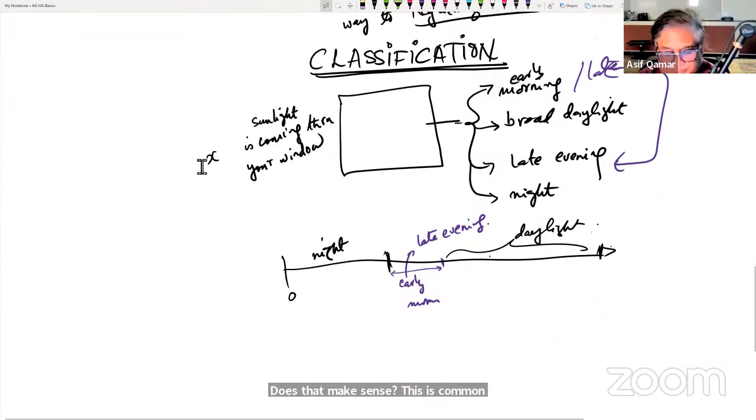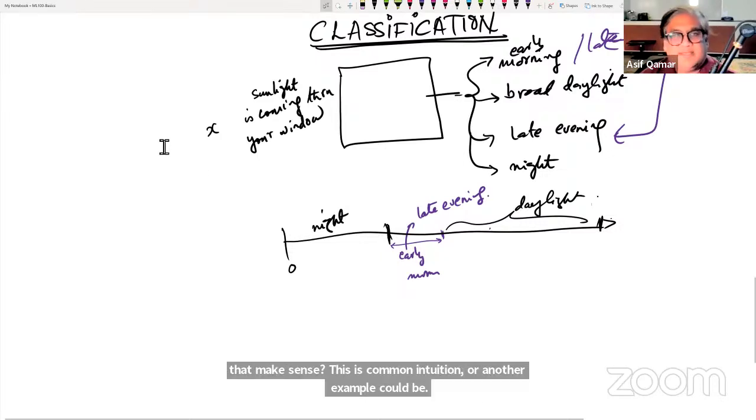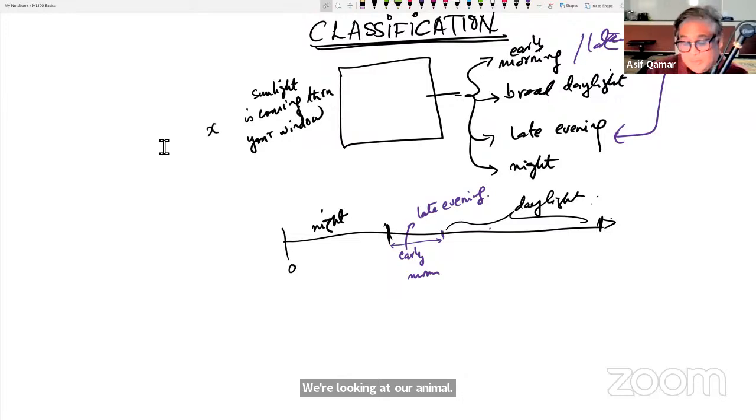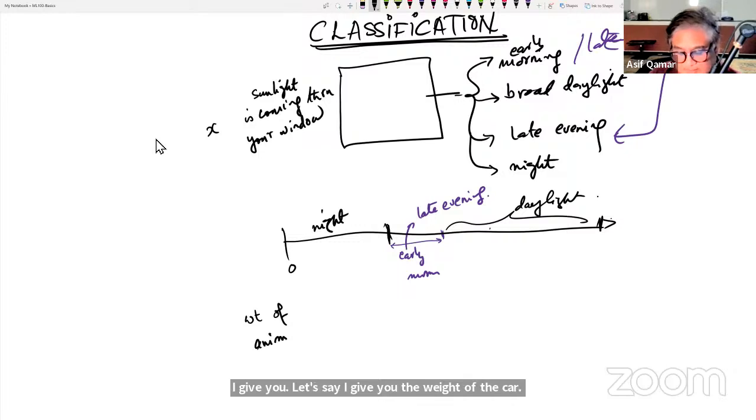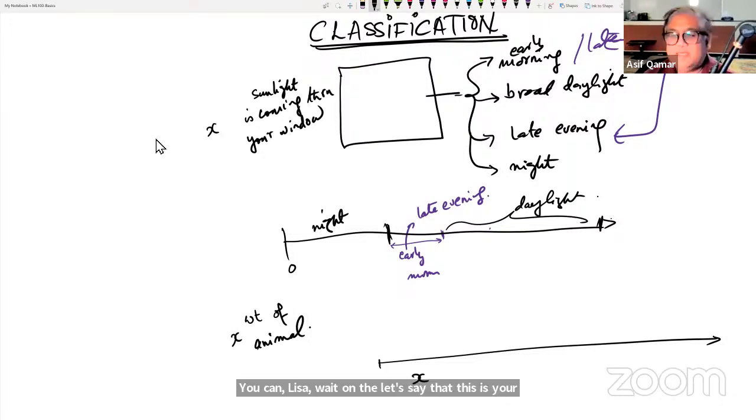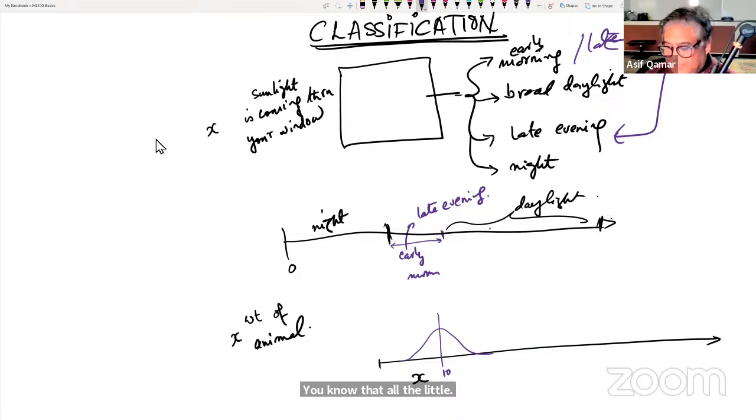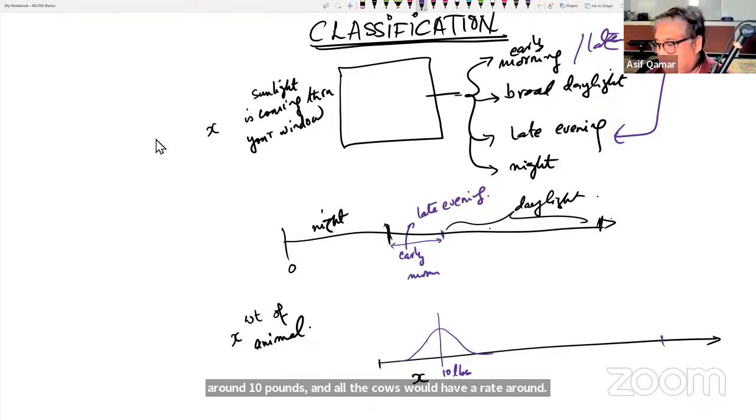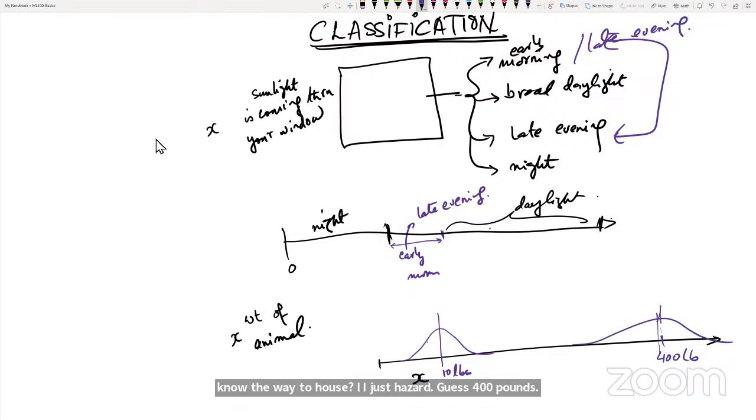Or another example could be, I ask you, you're looking at an animal, is it a cow or a duck? And I give you the weight of the animal. How would you tell it apart? It's quite simple. You can lay the weight on the x-axis, the weight is your input. You know that all the feathery little ducks would have a weight around 10 pounds, give or take. And all the cows would have a weight around, I'll just hazard a guess, 400 pounds.